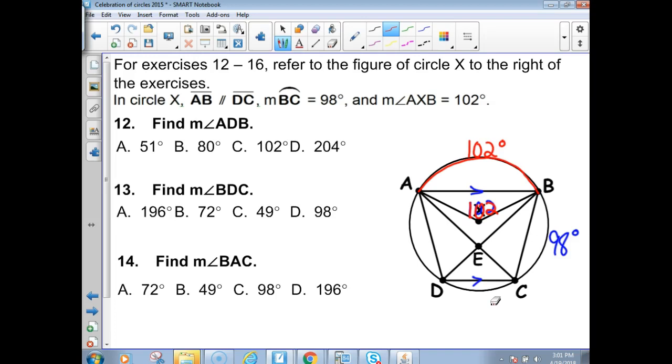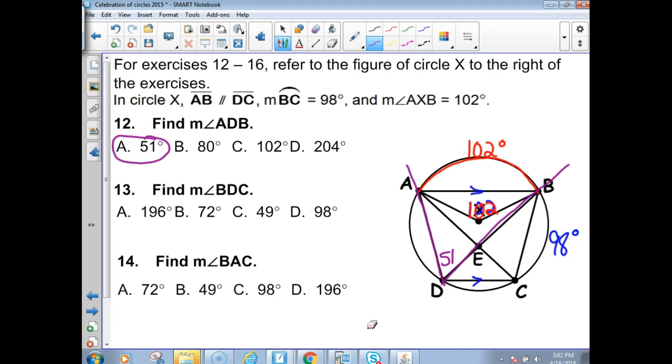And then I have angle BAC. Oh, see what they want us to find. Find the measure of angle ADB. ADB. Okay, well, that's intercepting the arc that we just found the measure of. If that's 102, then this is 51. Half of 102. So A would be the solution for number 12.